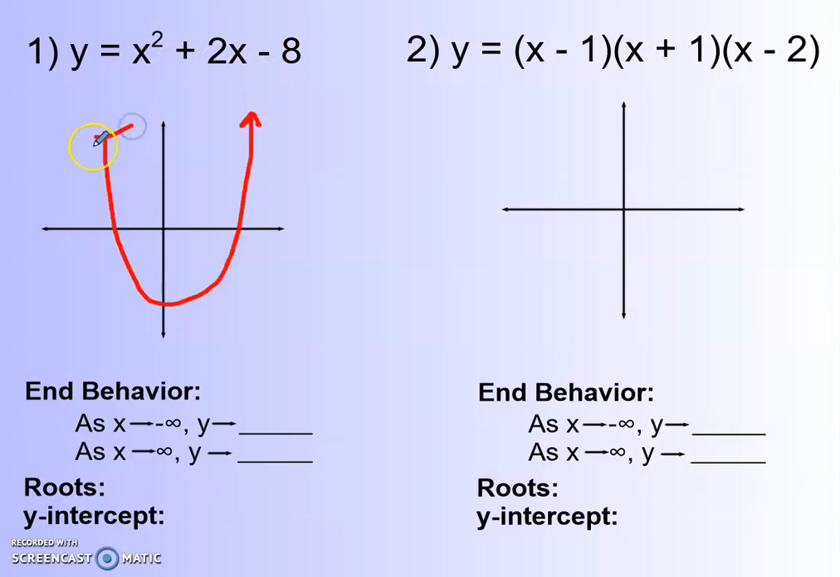And, oh, whoops, that's supposed to be an arrow. And again, this is just a very, very rough sketch. We don't need it to be exact here. But let's focus on what we've got going on here, the end behavior.